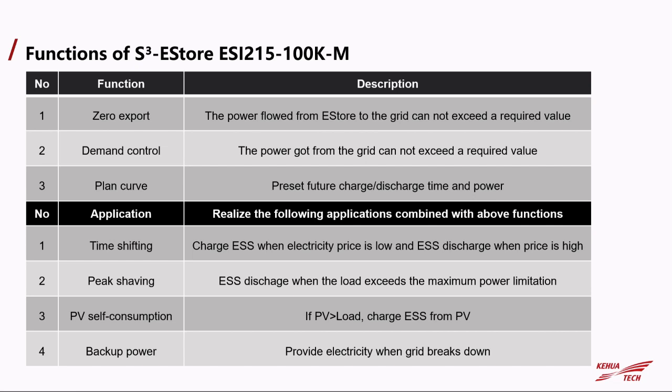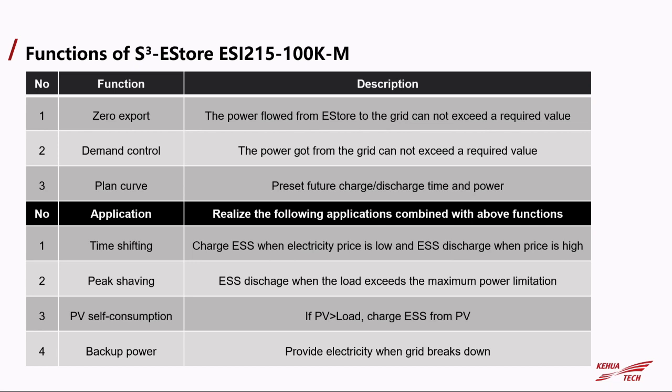And the next is four main application scenarios. The energy storage system can be used for time shifting. That means charging the battery when the electricity price is low, and discharging when the price is high. Then you can make benefits from the difference in electricity price.